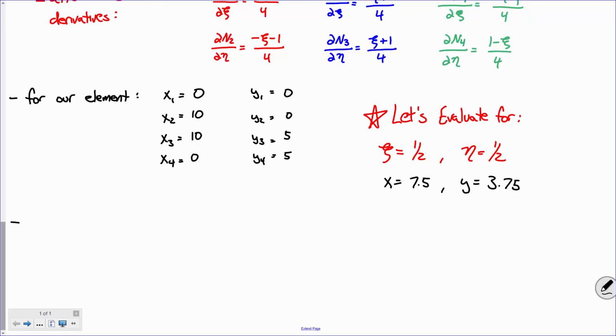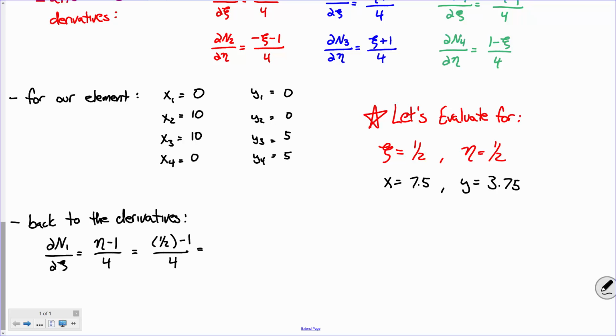Let's go back to these derivatives. Let's talk about that first one. What was that first one? It was the derivative of n1 with respect to xi. And you told me it was that, right? Isn't that what we got? This is our point of interest, right? 1/2 and 1/2. So that would be that, right? Is that a fair statement?